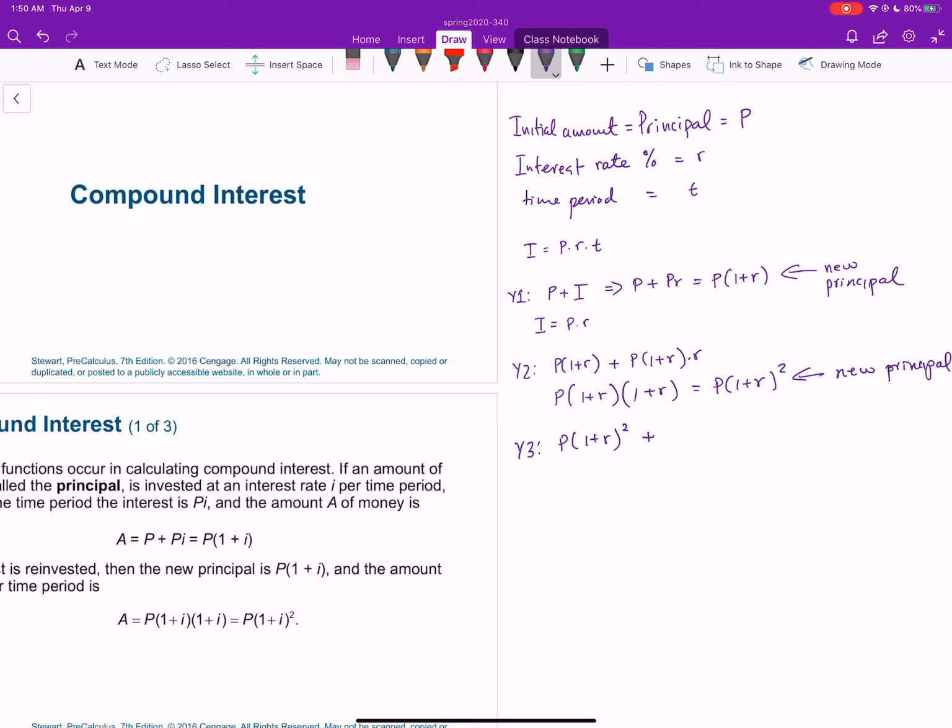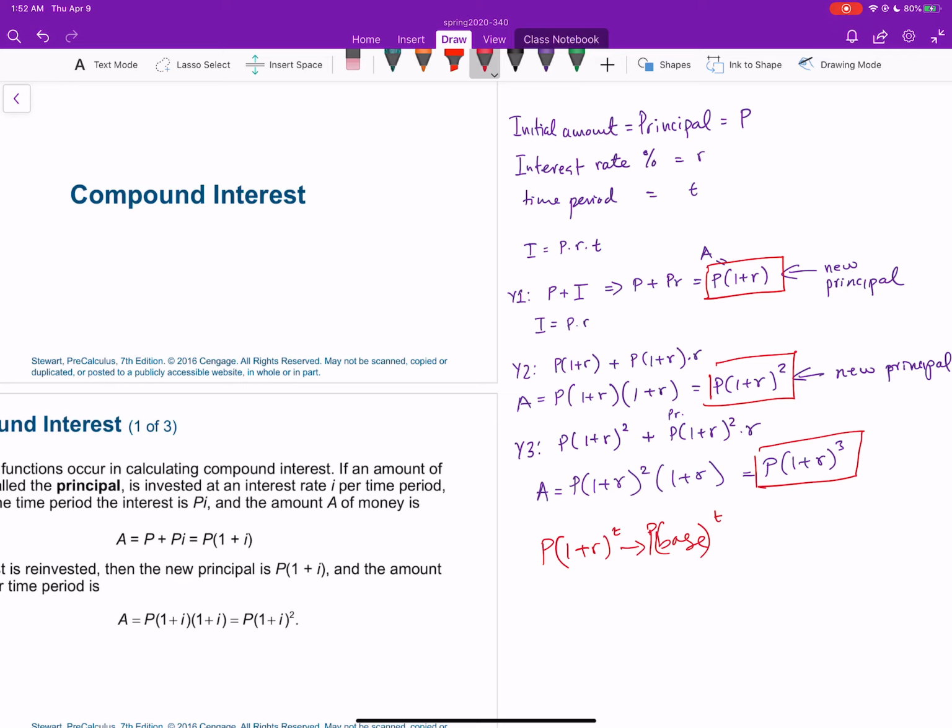If you think about transformations, P is a stretching factor. So you can clearly see that this is an exponential function. It's got a base and it's got a what? It's got a power. Okay.